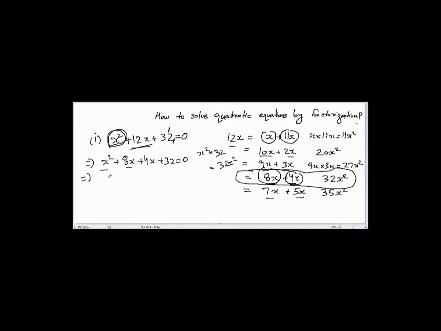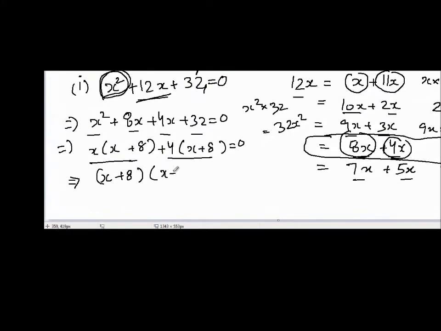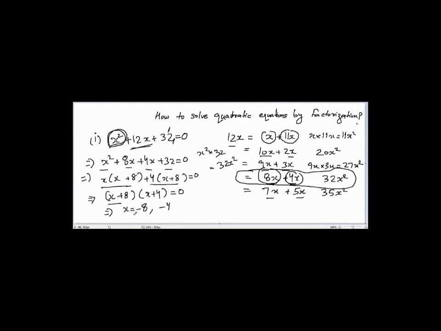Now I can take x common from these two terms, and I can take 4 common from these two terms. It is equal to 0. Now I can take x plus 8 common from these two terms. x plus 8 here and x plus 4 equal to 0. I have taken just x plus 8 common from these two terms, so I get x plus 4 here equal to 0. Now the solution is x is equal to minus 8 and minus 4. The solution comes out equal to minus 8 and minus 4 for this given quadratic equation.